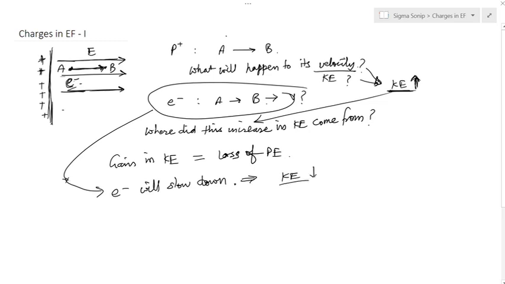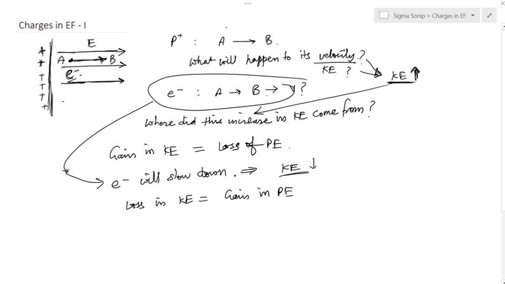So this loss of K, where would it go? We can say here that loss in K will be equal to gain in P.